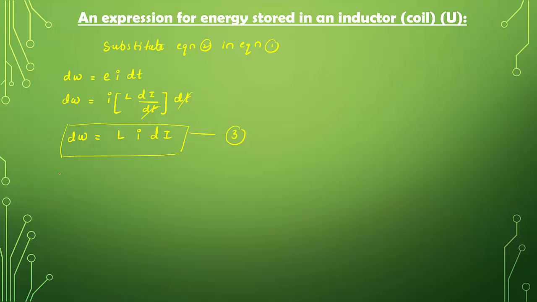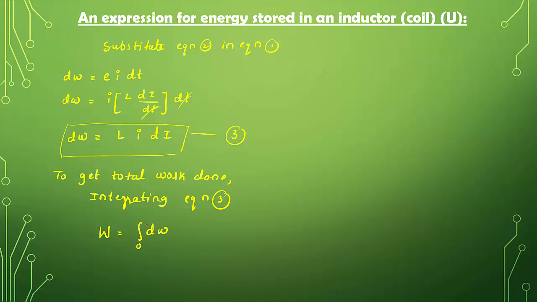Now I want the total work done. To get the total work done, we have to integrate equation 3. To get the total work done, W is equal to the integral of dW from 0 to the total current I. Substitute the values here. W equal to the integration from the limit 0 to I of dW, which here is L into I into di.